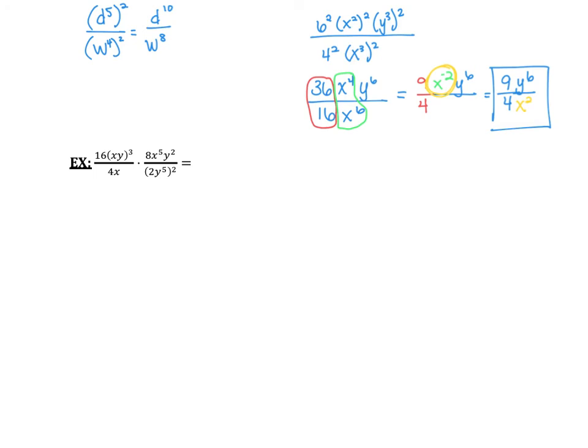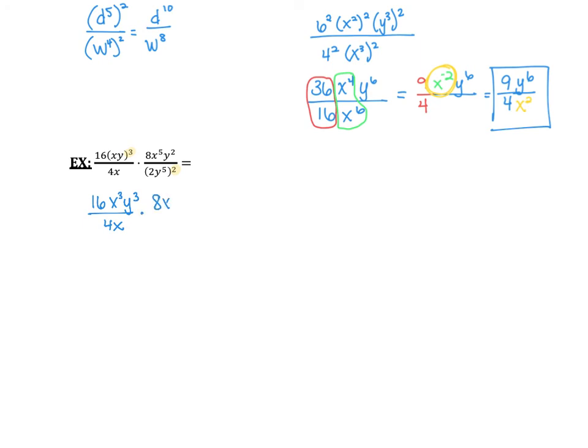What I'm going to do is simplify any big outside exponents. And what I mean by the big outside exponents are the ones that need to be distributed in, the ones that use the power to a power rule. So I'm going to start there. In doing that, I would get 16 x to the 3rd, y to the 3rd over 4x. Notice I'm doing no other simplifying.